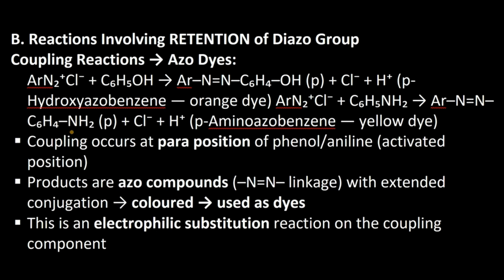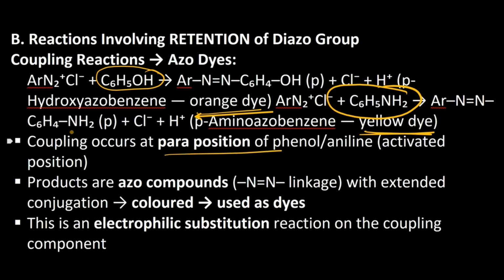If I am adding phenol to it, it will give you an orange dye. If I am using aniline, then it will form a yellow dye. Coupling occurs at the para position of the phenol or aniline because that position is activated. The products are azo compounds, which have N=N linkages with an extended conjugation. That conjugation is responsible for the colors.